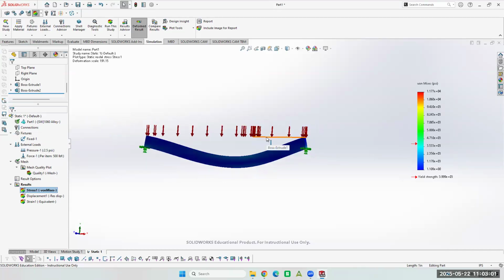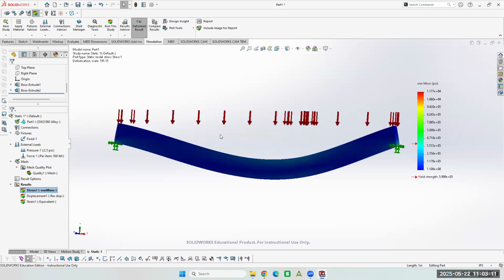If it was a cantilever, that end is fixed, it's welded or whatever, that's when you want to fix that face. Right. All right, nice job, everybody.